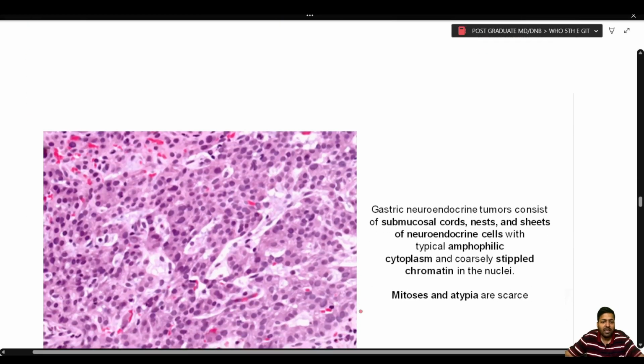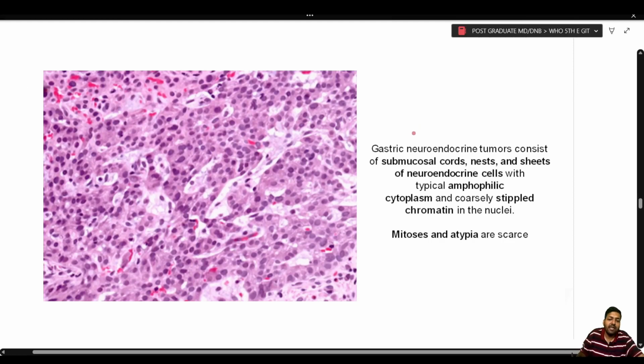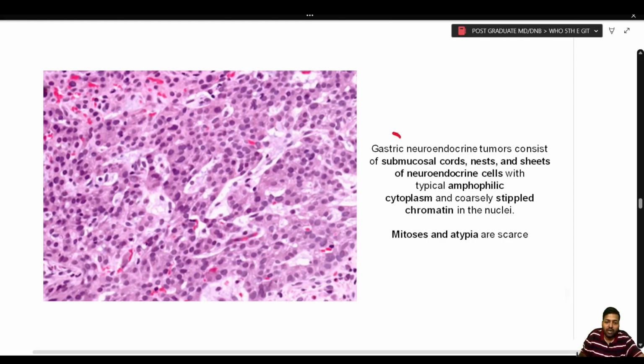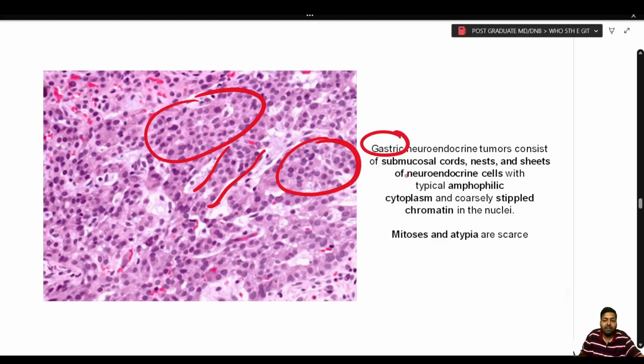So if we see over here, every neuroendocrine tumor, and here we are looking at a gastric neuroendocrine tumor, classically shows a pattern. You are having cords, you are having nests, and in some places you are having sheets. So you are having cords, nests, sheets of neuroendocrine cells, typically having an amphophilic lightish pink cytoplasm, as you can appreciate. And the nuclei, if you see, have coarsely stippled chromatin. You can appreciate in this diagram that mitosis and atypia are scarce over here. So this is how a neuroendocrine tumor presents histologically.